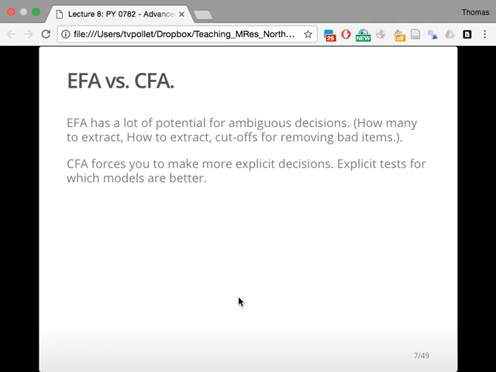So it's useful for that as well. As I was saying, the downside of exploratory factor analysis is that there are lots of ambiguous decisions, and with confirmatory factor analysis, you have to make a lot more explicit decisions. You can still tinker a little bit and try to get away with things, but if you wanted to cheat, use exploratory factor analysis. For confirmatory factor analysis, it's a lot harder to cheat.